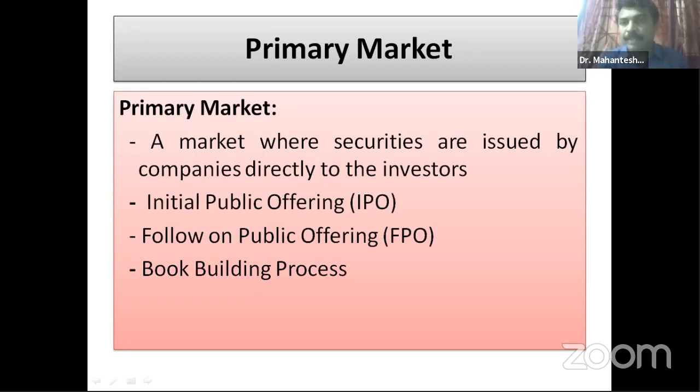So 10 rupees is thus divided into 4 components: 2 rupees application money, 3 rupees allotment money, another 2 rupees first call money, and 3 rupees second and final call money. This is how companies used to collect 10 rupees in 4 installments, sometimes 5 installments. That used to be there earlier. Now that thing has gone.